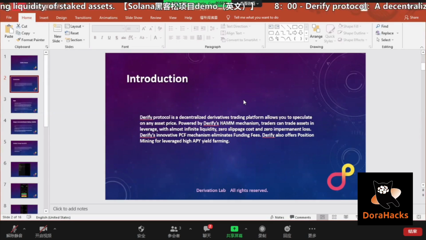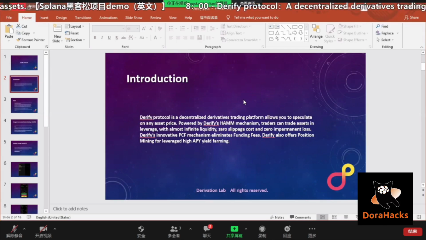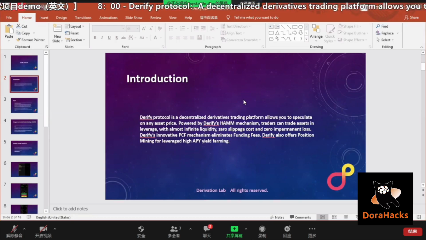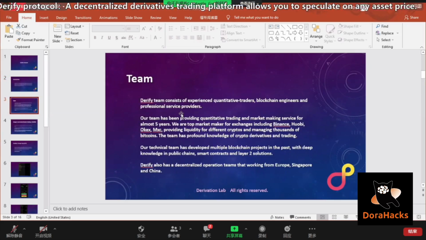And we can also give you a position mining chance for yield farmers and liquidity providers. We have a leveraged high APY yield farming possibility for you. As for the team, we consist of experienced quant traders, blockchain engineers, and professional service providers. We have been providing quant trading and market making service for almost 5 years, working with the largest exchanges, including Binance, 4B, OKX, MXC, and others. We have really good experience and knowledge about derivatives and trading.